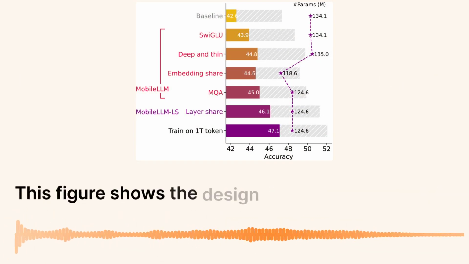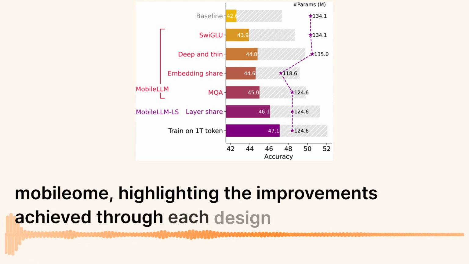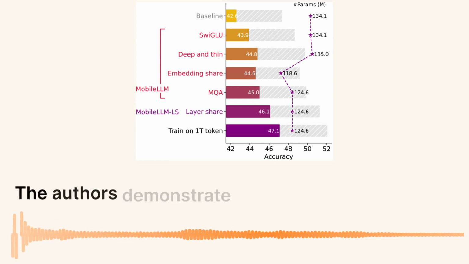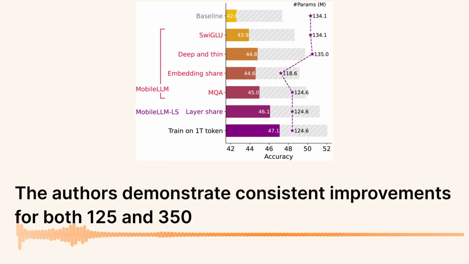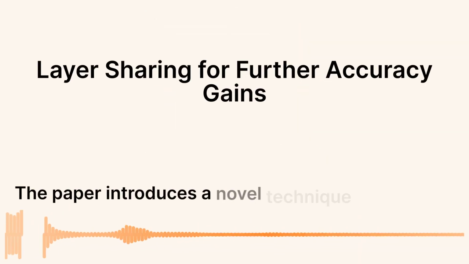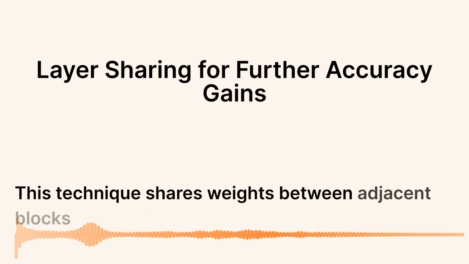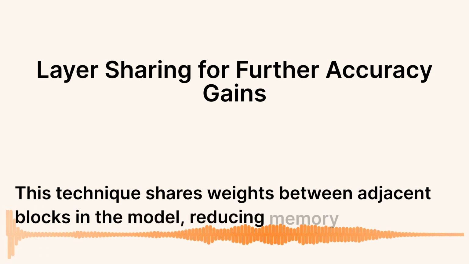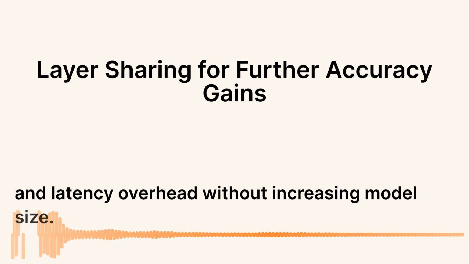This figure shows the design roadmap of MobileLLM, highlighting the improvements achieved through each design technique. The authors demonstrate consistent improvements for both 125M and 350M parameter models. The paper introduces a novel technique called immediate blockwise weight sharing. This technique shares weights between adjacent blocks in the model, reducing memory movement and latency overhead without increasing model size.